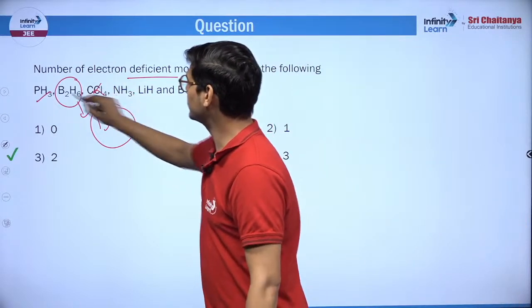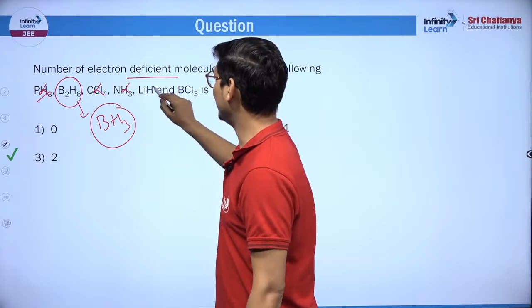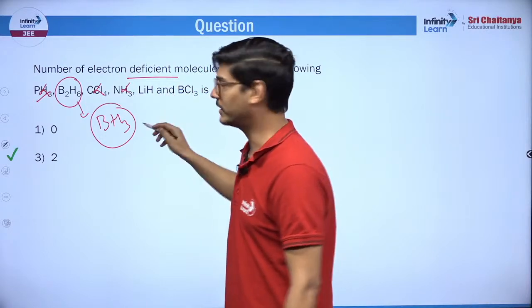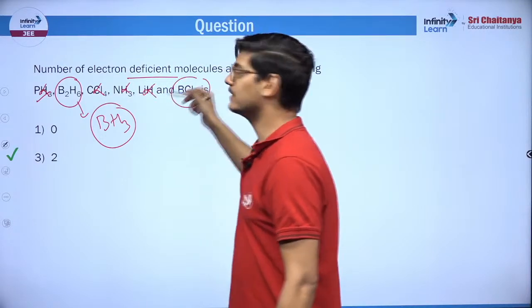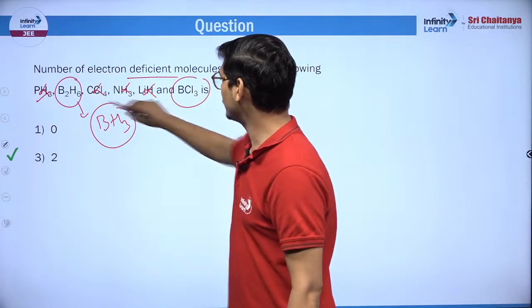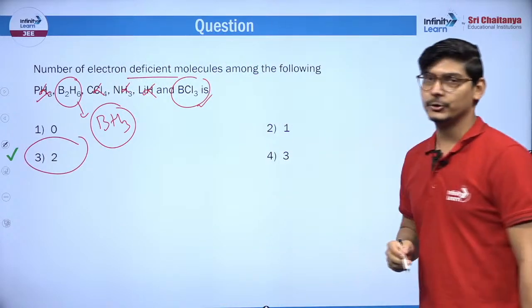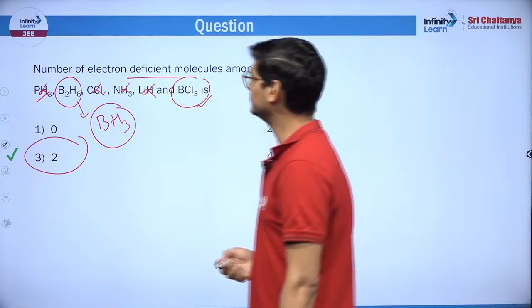CCl4, 8 electrons. Okay, NH3 is not electron deficient, 8 electrons. LiH, Li plus H minus, both have 2 electrons each. BCl3, yes, of course, there are 3 covalent bonds, so there are 6 valence electrons. So this is electron deficient, this is electron deficient. So the number of electron deficient species is 2. So that is the correct answer to this question.